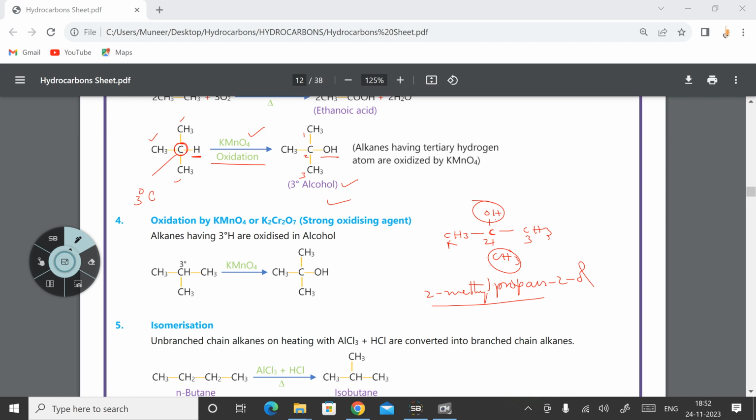Okay. Is it a tertiary alcohol or a secondary alcohol? The OH group is attached to which carbon? Tertiary carbon. What is tertiary carbon? If a carbon atom is bonded with 3 different carbon atoms, then that carbon atom is called a tertiary carbon. This is tertiary carbon, tertiary alcohol. Okay, like that. You have to remember: when isobutane is treated with KMnO4 or oxidized in the presence of KMnO4, tertiary alcohol is formed.